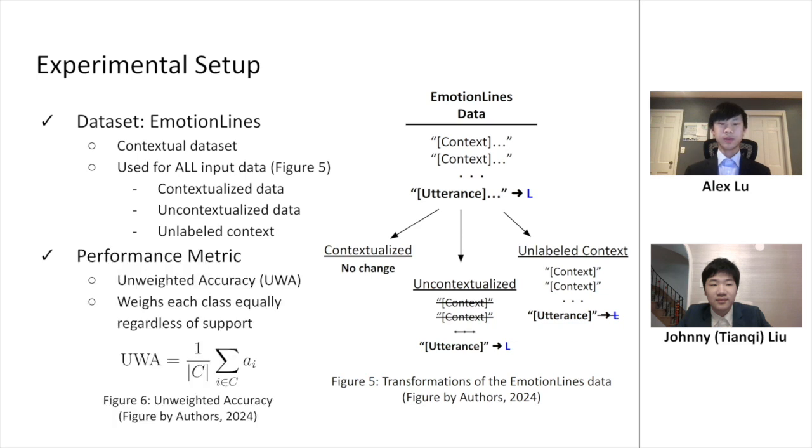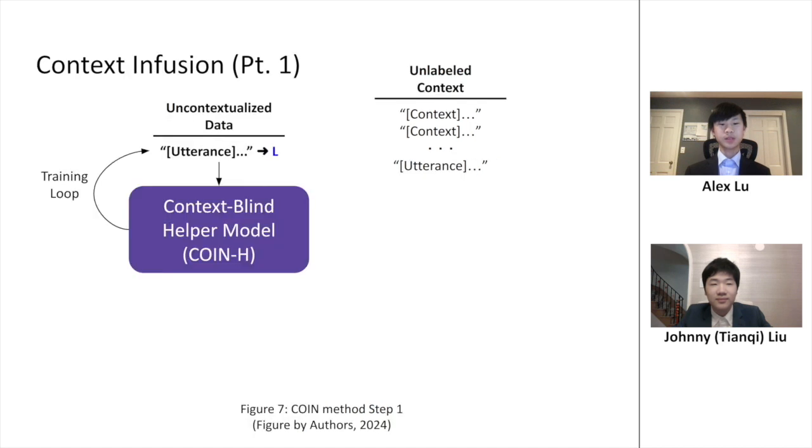When measuring performance, we use the unweighted accuracy metric, which weighs each class equally regardless of support, as shown in Figure 6. Our method, context infusion or COIN, starts by training a context-blind helper model on the uncontextualized input, much like the context-blind control model.